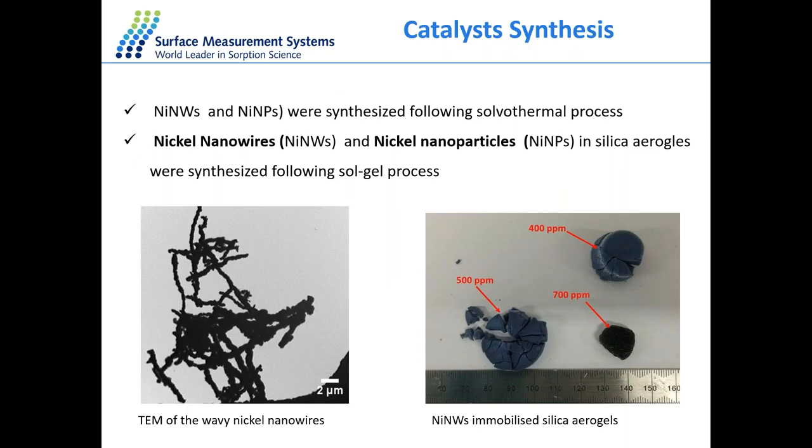As I mentioned, these are the materials employed as the catalyst in silica aerogels. Nickel nanowires and nickel nanoparticles were initially synthesized following a solvothermal process. I'm not going to go into details. Nickel nanowires and nickel nanoparticles on silica aerogels were synthesized following the sol-gel process. As you can see on the left-hand side, we have the TEM image of nickel nanowires, showing the wavy structure. And on the right-hand side, we look at just the silica aerogels and the particle sizes.